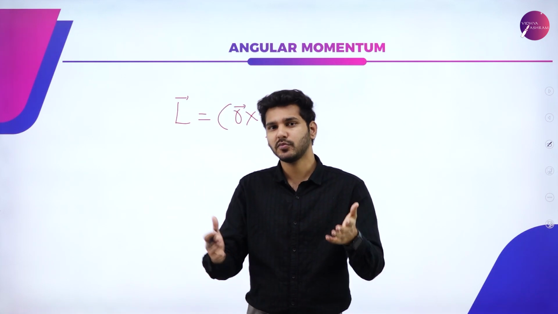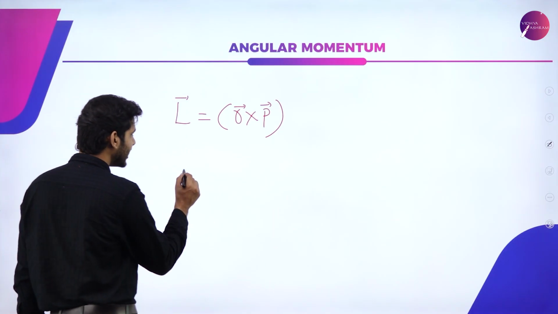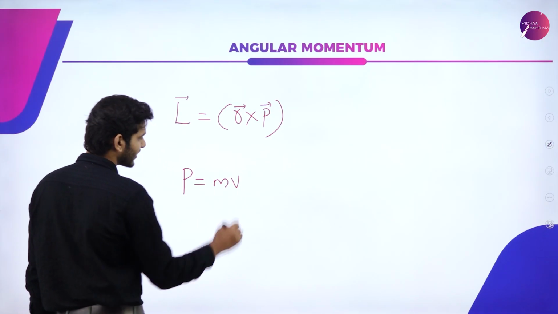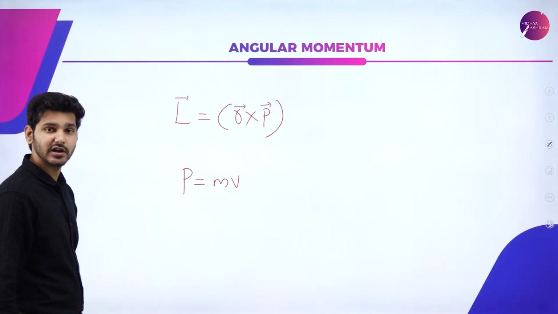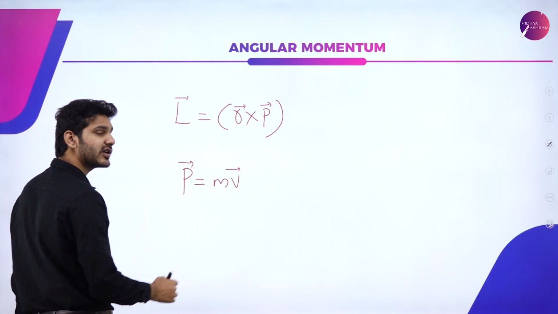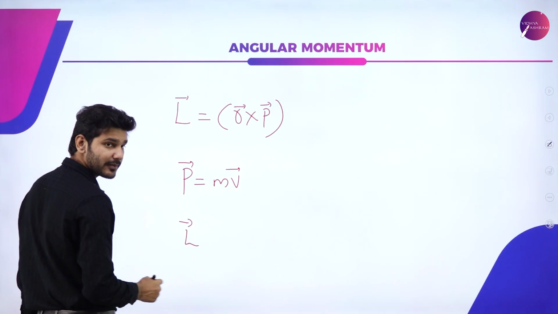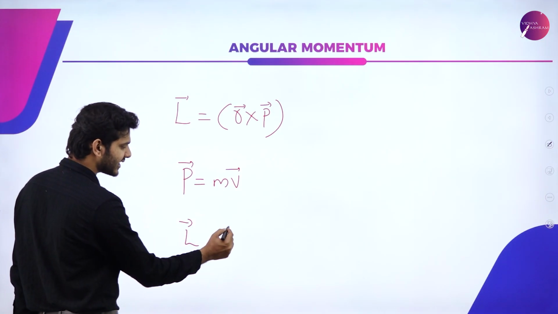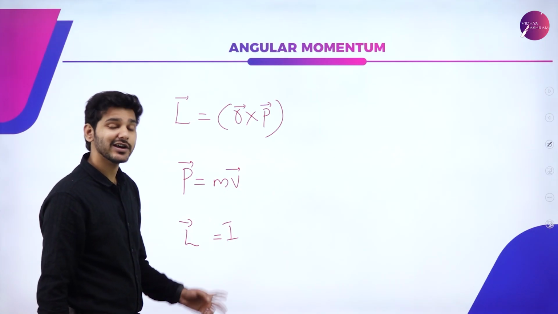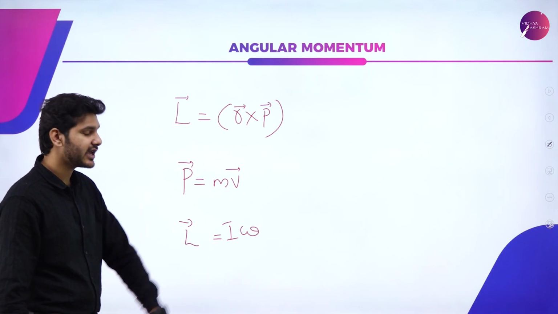If you want one more equation, I know that linear momentum is expressed as mv. So from that, how can I figure out angular momentum? In the linear sense, p is equal to mv. In the angular sense, it is angular momentum L, and instead of mass I write I, and instead of velocity I write angular velocity, which is omega. L is equal to I omega.